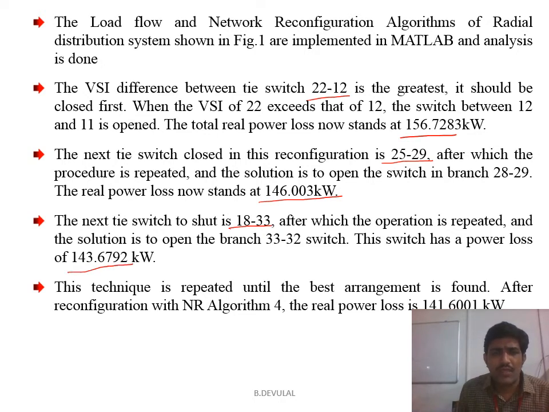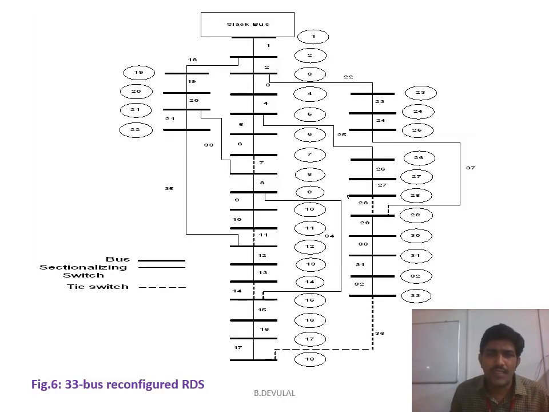143.6. Then among all the algorithms, algorithm 4 gives the best results, and the value is 141.60 kilowatts. And this is the fourth case algorithm. This algorithm gives the best result compared to all the other cases. This is the network reconfiguration. After applying the four methods, this method gives the best results.